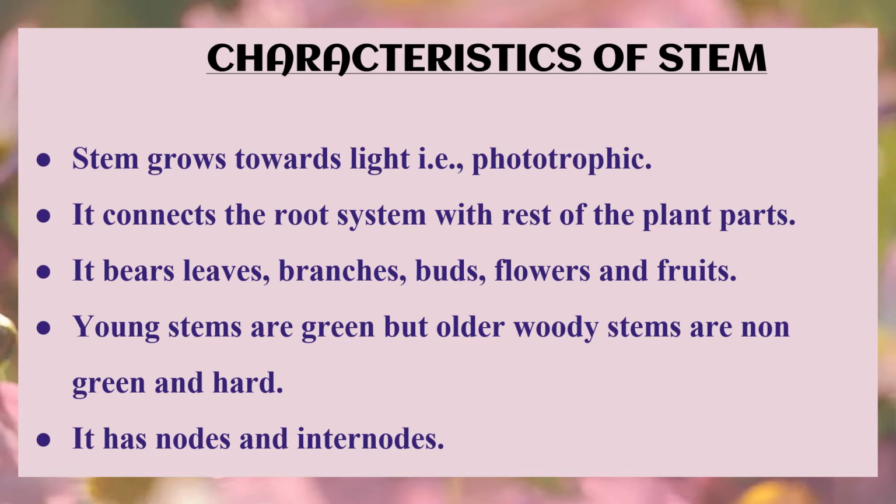Stem has nodes and internodes. It bears leaves, branches, buds, flowers, and fruits. The point where a leaf or a branch grows from a stem is called node, and the part of stem between two adjacent nodes is called internode. The point from where leaf or branch grows is node, and the part between two adjacent nodes is called internode.